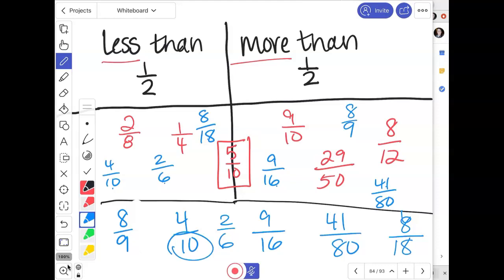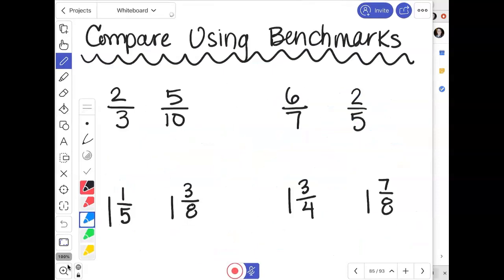And then this one was kind of like a curveball. This was a challenge one. We don't necessarily know what half of 9 is because it's not an even number, and we haven't really talked about decimals yet, but half of 9 is 4.5. So 8/9 is much more than that. Okay, moving on. So now we're going to compare. 2/3 is more than a half because half of 3 would be 1.5. 5/10 is exactly 1/2. So 2/3 is greater.